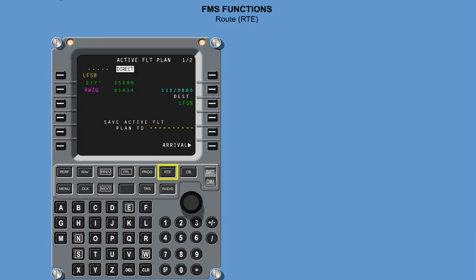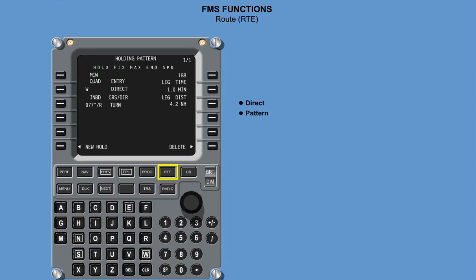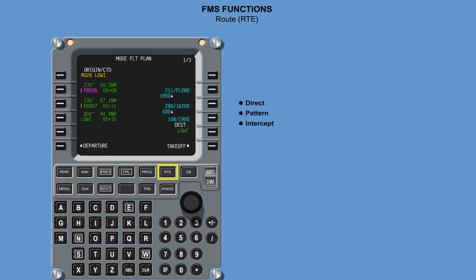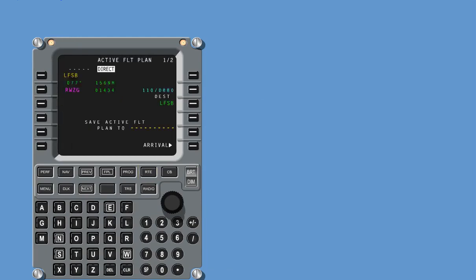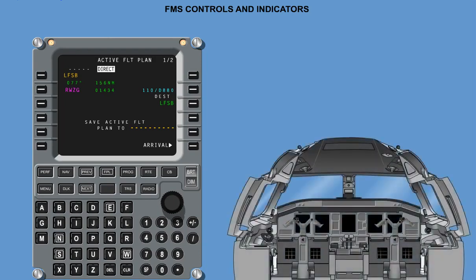Route, RTE. This function inserts the following prompts on the active flight plan pages: direct, pattern, and intercept. FMS controls and indicators. Multifunction Control Display Unit, MCDU. The MCDUs are installed on the central console located next to each crew member seat and are easily accessible and readable.